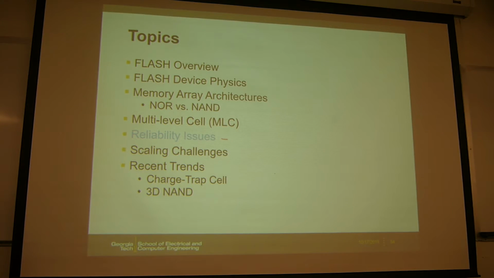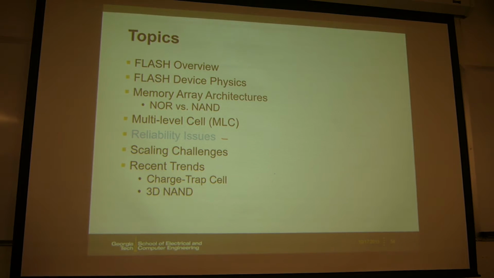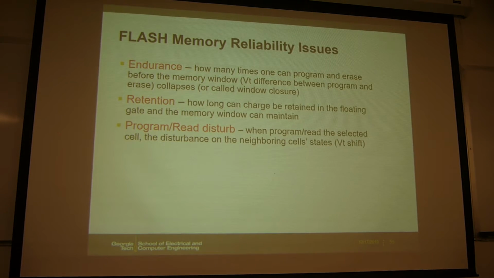And we will continue our discussions on the flash. And today we will discuss the reliability issues. So the reliability issues in the flash memory generally include three aspects.